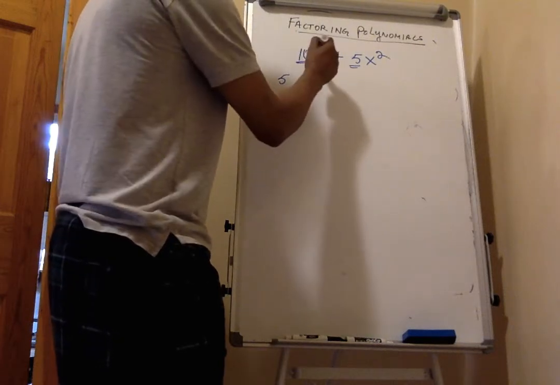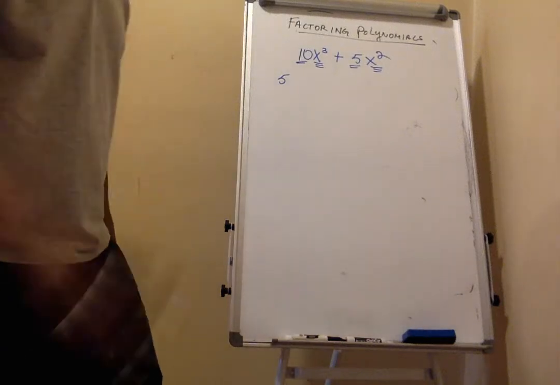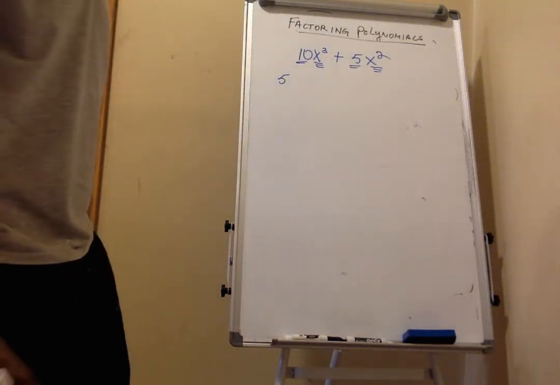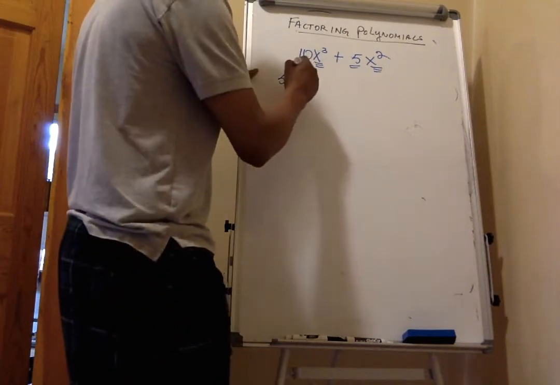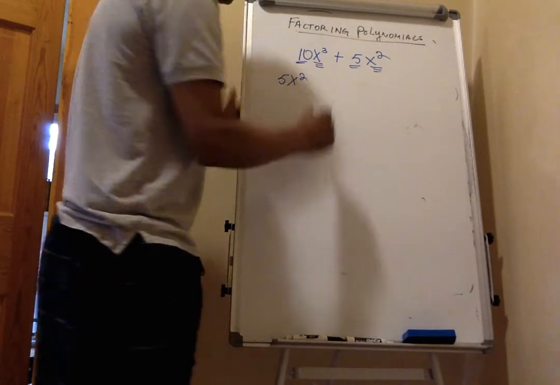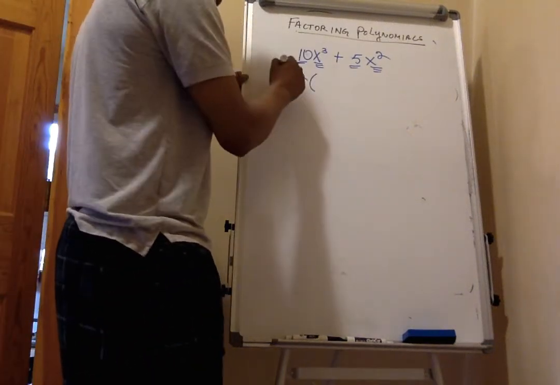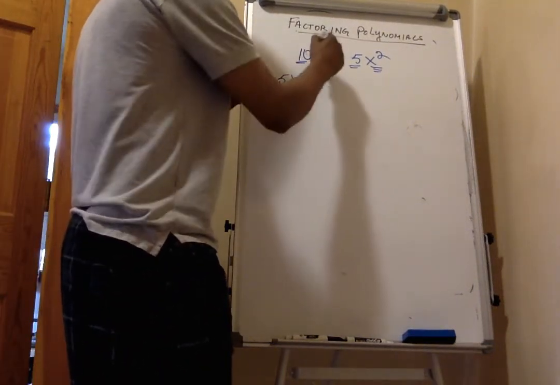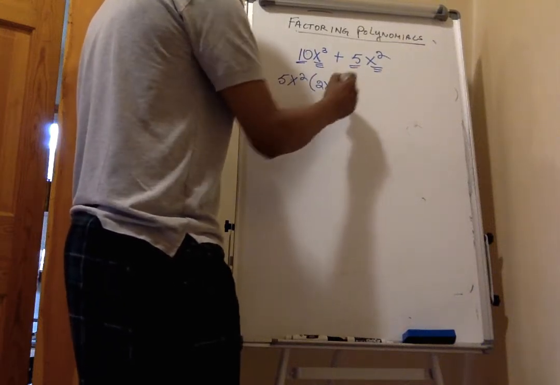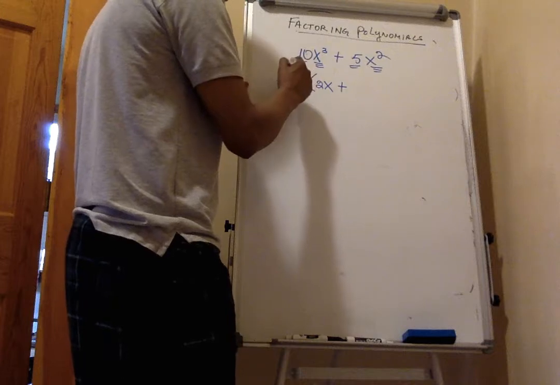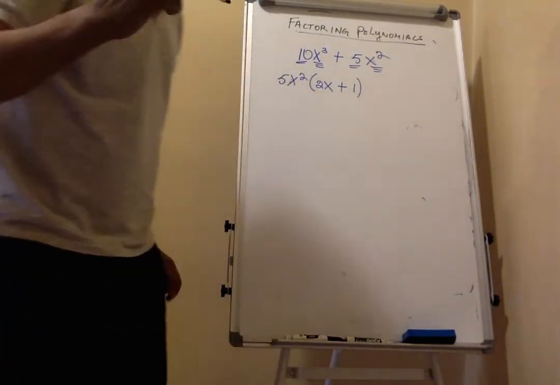And then, what is the greatest common factor between x cubed and x squared? Always choose the one with the smaller degree, or the smallest degree. So it is 5x squared. Then you open the parentheses. If you divide 10 by 5, you get 2. X to the third divided by x to the second is x, plus 5 divided by 5 is 1, x squared divided by x squared is 1, and you get 2x plus 1.